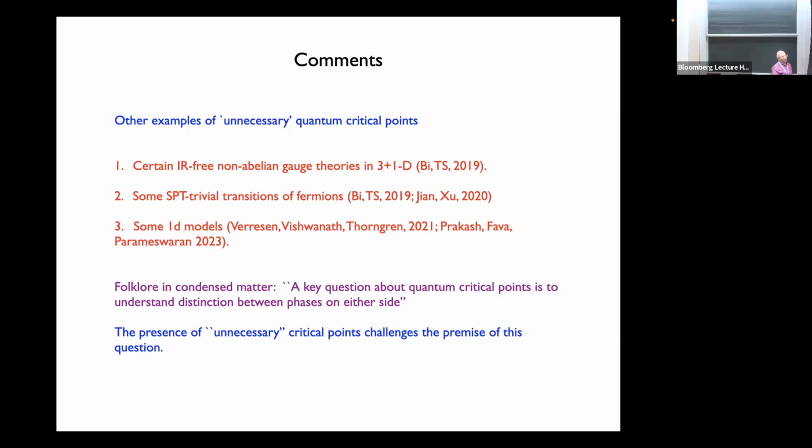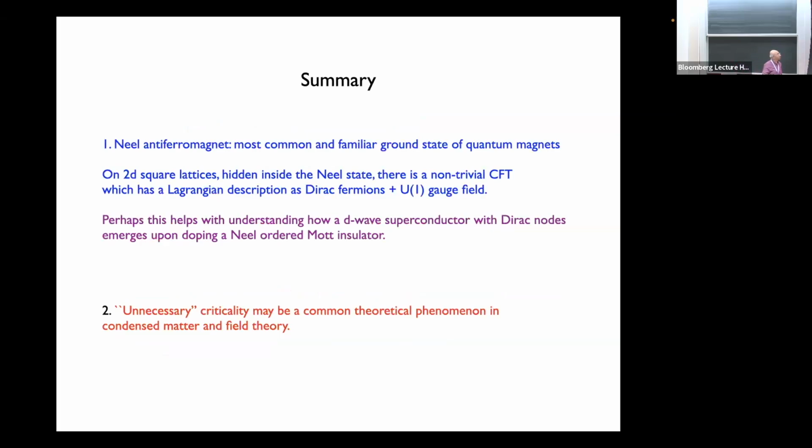So there's a folklore in condensed matter physics. Sometimes experimentalists will see evidence for quantum criticality in some experiment. Then there's a big question that everyone's talking about, which is, what is the distinction between the phases on either side? But once we know that this kind of example exists, it challenges the very premise of that question. A quantum critical point need not separate two distinct phases. It may just be a point in the phase diagram, a line in the phase diagram, of a single phase of matter. Anyway, so that's the story.